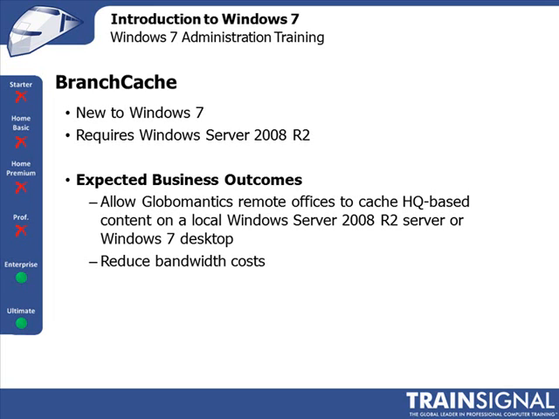Basically, when Branch Cache is enabled, a copy of the data that you access back at headquarters is cached to a local machine at their local site. That machine can be either a Windows 7 machine or a Windows Server 2008 R2 machine. This will allow the Global Mantic's remote offices to cache headquarters-based content to one of those machines that's hosted at a remote branch. This will also reduce bandwidth costs, and because of the way this whole thing works and it increases productivity, it will help make sure that Global Mantic remains more competitive in the marketplace.